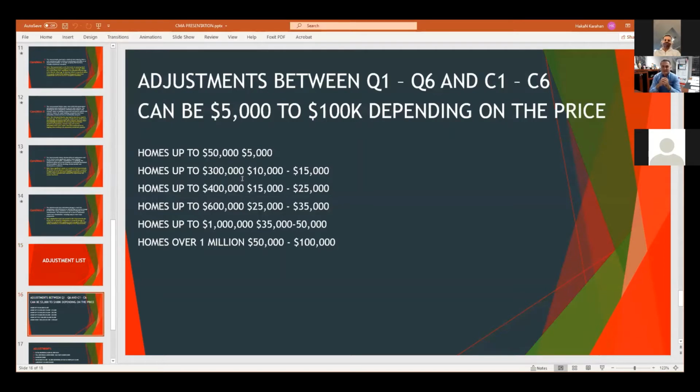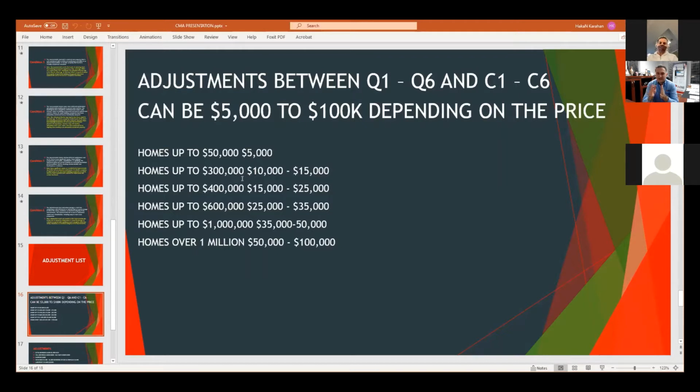So adjustments between Q1 and Q6 and C1 and C6. The adjustments can be from $5,000 all the way to $100,000. So let's say homes up to $50,000. If you're selling homes that are up to $50,000 between, let's say, Q5 to Q6, the difference is going to be $5,000. All right. So homes up to $300,000 is $10,000 to $15,000.